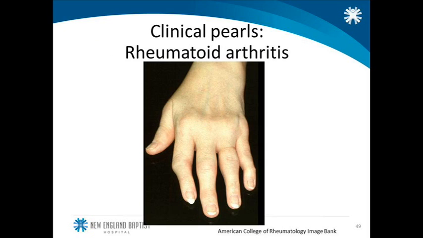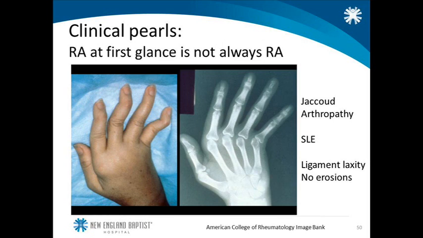This is an image of a patient with rheumatoid arthritis with synovitis at the MCP joints. However, RA at first glance is not always RA. As an example, this is a patient with lupus and Jaccoud arthropathy. So these deformities are due to ligament laxity rather than to disease at the joints themselves. On X-ray, there are no erosions, and these changes are reducible. So you can physically move the patient's hand back into a normal position. If a patient with rheumatoid arthritis has deformities like this, it's not possible to move their hand back into a normal position. An X-ray would show joint damage and usually erosions.